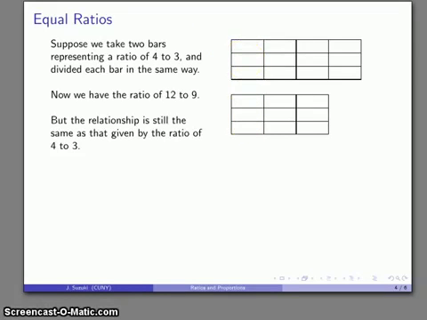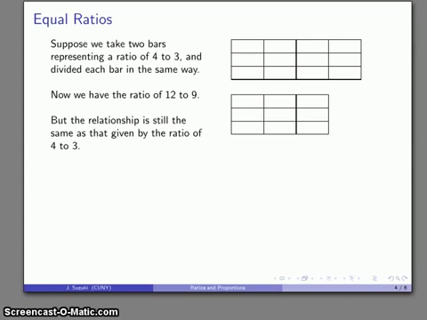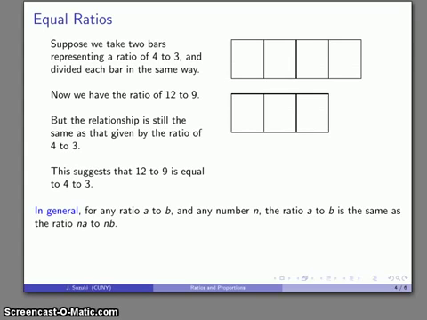However, it's still the same relationship that we started with. In other words, this ratio that I'm looking at right now, this 12 to 9 ratio, is still 4 to 3. Nothing has really changed, and that suggests that the two ratios are the same ratio. This 4 to 3 ratio is the same as the 12 to 9 ratio. And in general, this suggests the following. For any ratio whatsoever a to b, and any number n, the ratio of a to b is going to be the same as the ratio n times a to n times b. And that emerges because if I partition both of these by the same number, then I haven't changed what the relationship is, I've only changed how it's expressed.